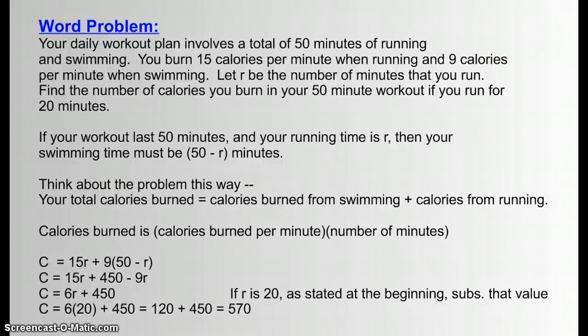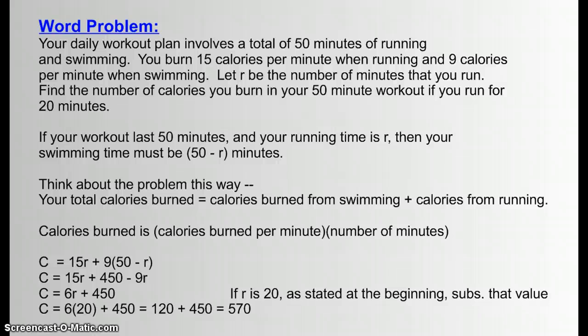Take a look at this word problem. Your daily workout plan involves a total of 50 minutes running and swimming. You burn 15 calories per minute when you're running and 9 calories per minute when you're swimming. Let R be the number of minutes that you run. Find the number of calories you burn in your 50-minute workout if you run for 20 minutes. Now, if your workout's 50 minutes and your running time is R, they told you that at the beginning, then your swimming time must be your total amount you're working out, 50, minus R, the time you're running. That's the swimming time.